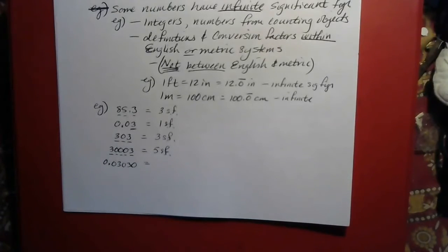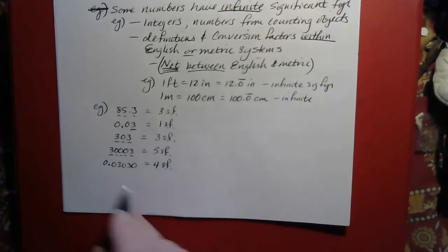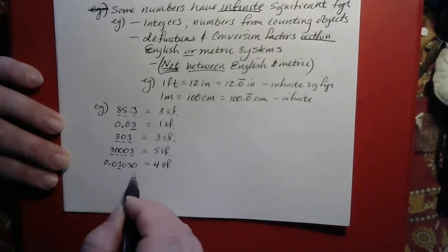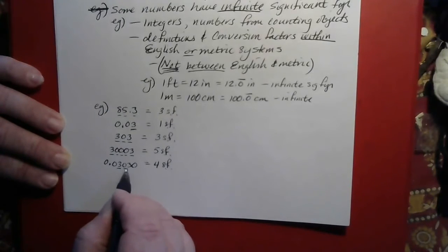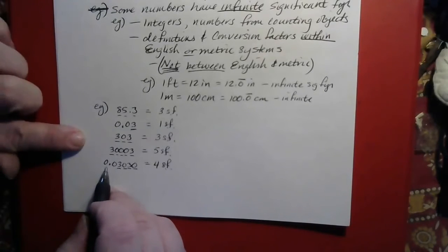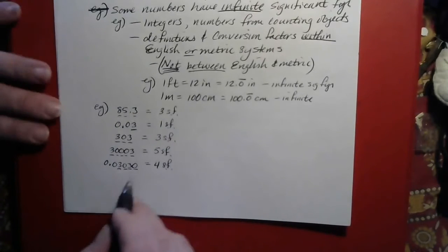Now, how about 0.03030? I had a thing for 3s when I wrote this up for some reason. In this case, that has 4 significant figures. The zeros at the beginning do not count. The 3 obviously counts. The 0 that's between non-zero digits counts. The other 3 counts, obviously. And the 0 at the end counts because there is a decimal point way up at the front. Like I said, it doesn't matter where the decimal point is in the number. If there's a decimal point anywhere in the number, the zeros at the end count.